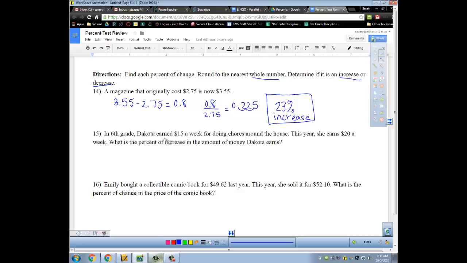Okay, 15, in 6th grade, Dakota earned $15 a week. This year she's going to earn $20 a week. I want to know what's the percent of increase in the amount of money she earned. So first we need to figure out how much did it increase. So subtract 20 minus 15 to get 5. Then turn it to percent by dividing by the original number, so 15. 5 divided by 15 is 0.3 repeating. Move your decimal over twice to get about 33%. And it went from 15 to 20, so it's an increase, but it also told me that in the problem.